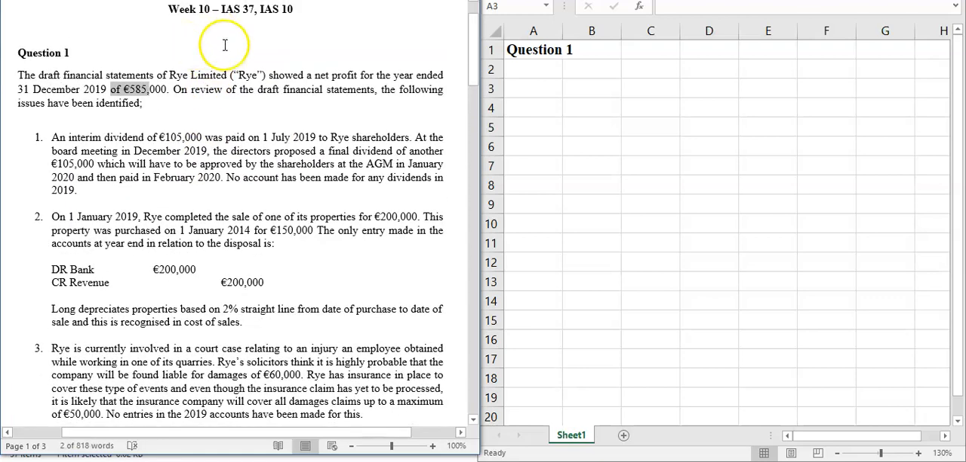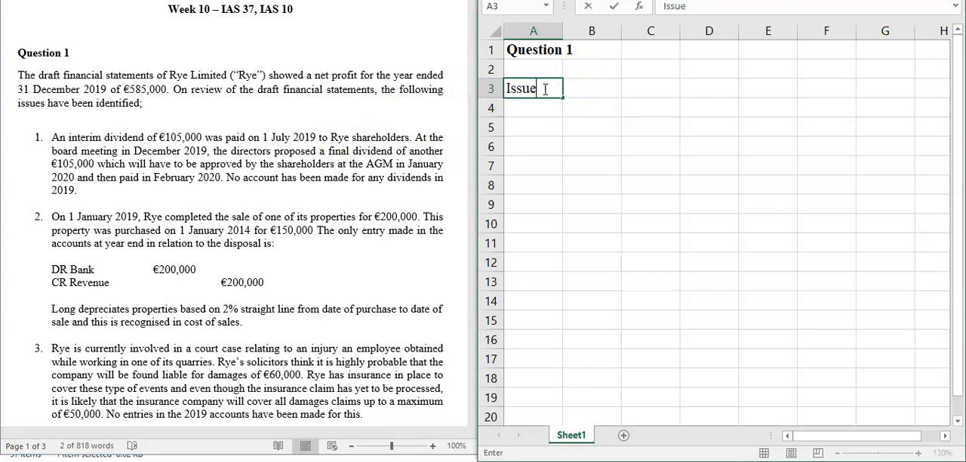Okay, so let's start then with issue 1, which is to do with dividends. You're told here, issue 1, an interim dividend was paid on the 1st of July, but at the board meeting they also proposed a final dividend of another 105,000, which will be approved at the AGM in January 2020 and paid in February, and no account has been made of any dividends. So the key thing here is IAS 10. That provides the guidance for dividends paid. The dividends paid are fine. They have actually been approved and paid during the year, but the proposed dividends should not be accounted for. You only account for dividends when they have been approved before the year end, and that's under IAS 10.